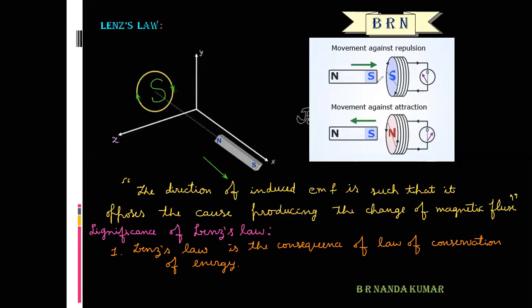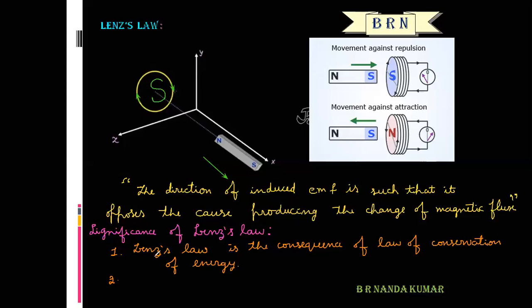Actually here the mechanical energy is converted into electrical energy. Is it not? When the south pole of the bar magnet is moving towards the coil, the mechanical energy is converted into electrical energy, right? So the second significance of Lenz's law: Lenz's law gives the polarity of induced EMF, the direction of induced EMF, right? That is also a significance of Lenz's law.